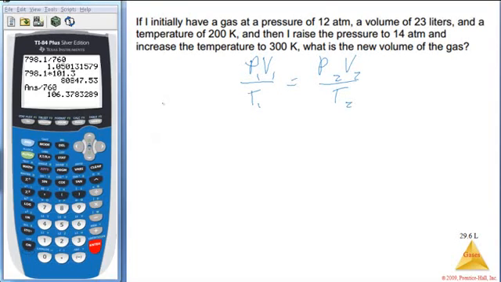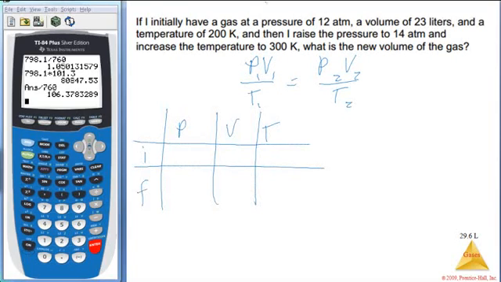What I like to do, as my kids from last year know, is make a table where I put pressure, volume, and temperature. I put my initial values and my final values and just think through it rather than trying to memorize equations. So initially we have 12 atmospheres, 23 liters, and a temperature of 200 K.